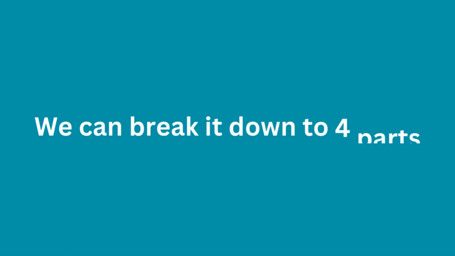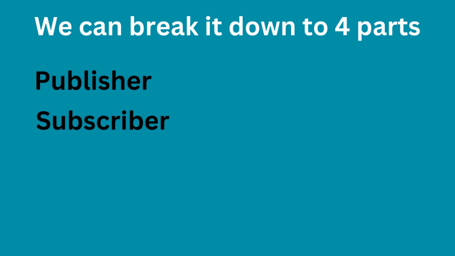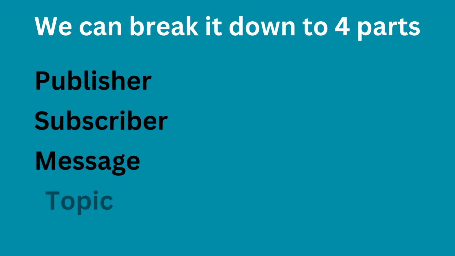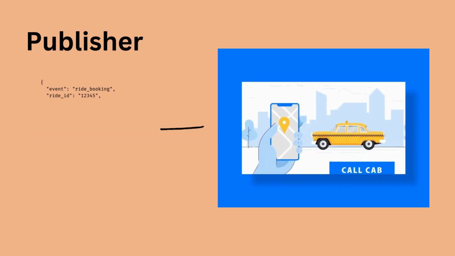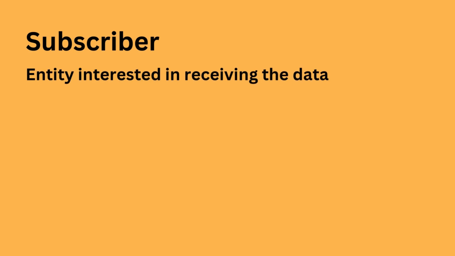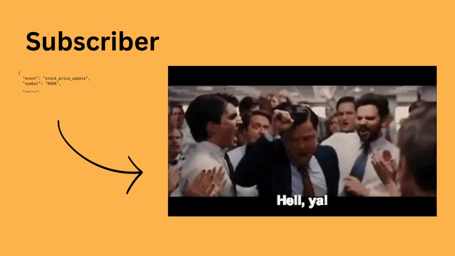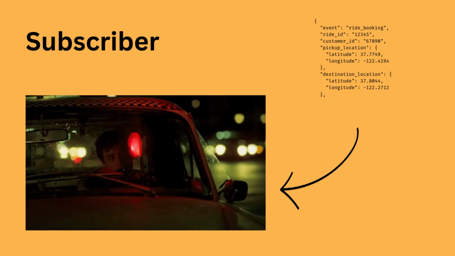We can break this architecture mainly down to 4 parts: a publisher, a subscriber, a message, and a topic. A publisher is the entity producing data, similar to a stock exchange like Nasdaq or LSE, who produces stock prices, or someone like us requesting a ride on Uber. A subscriber is an entity who's interested in receiving this data, people like stockbrokers waiting to make their next big win, or an Uber driver waiting for their next ride.